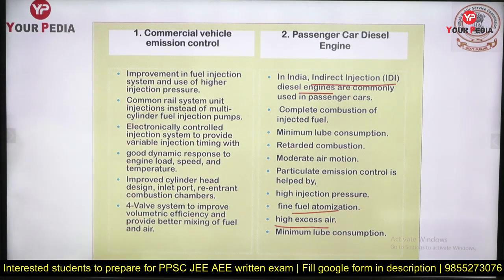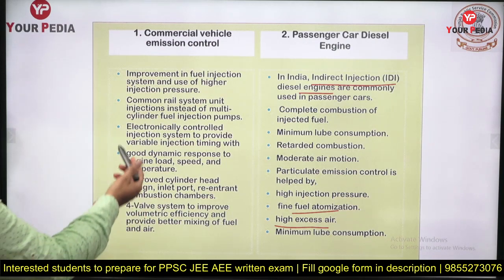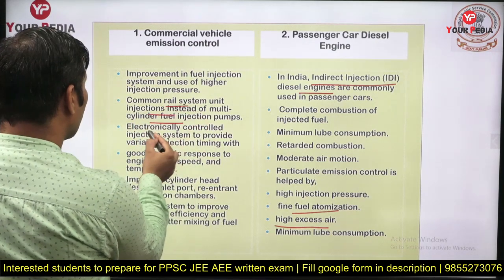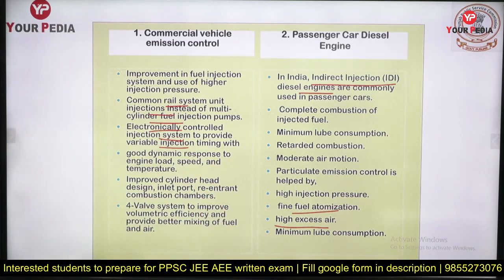Similarly, you can observe it here, the commercial vehicle emission control, improved fuel injection, common rail, CRDI technology we can use, electronic control we can provide. Because as compared to mechanical control, electronic controls are much more accurate and reliable. So you can go with this electronic control system that is there nowadays in all the vehicles. Good dynamic response to engine load, speed and temperature. So if you are maintaining these things, we will be able to reduce the emission in SI engine.